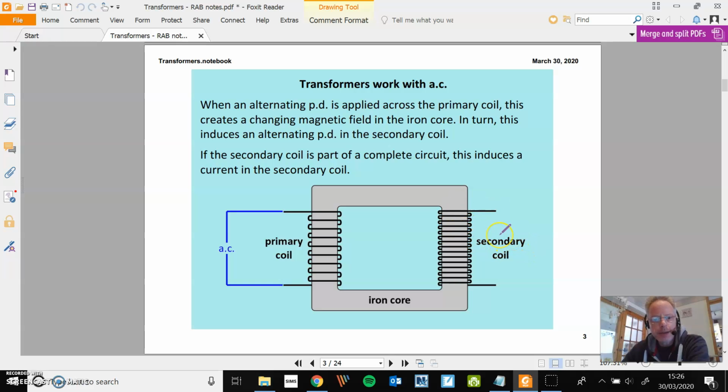Okay, so just take a minute there and pause and make sure you're happy with those three steps. The alternating current through the primary coil creates an alternating magnetic field in the iron core, which in turn induces an alternating potential difference in the secondary coil.